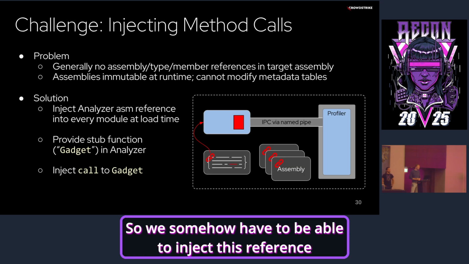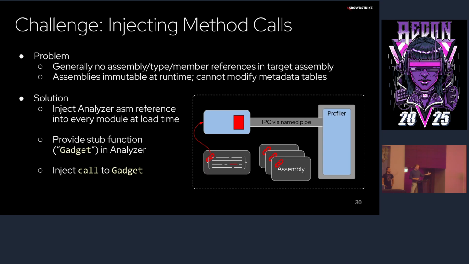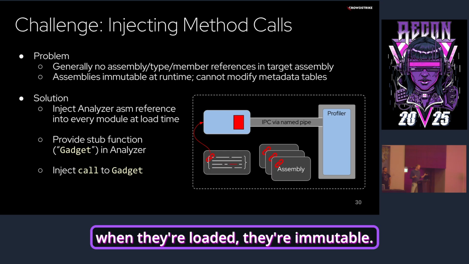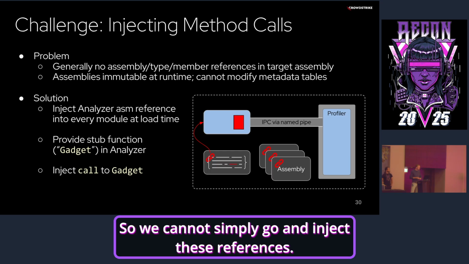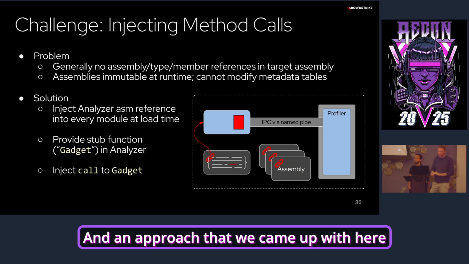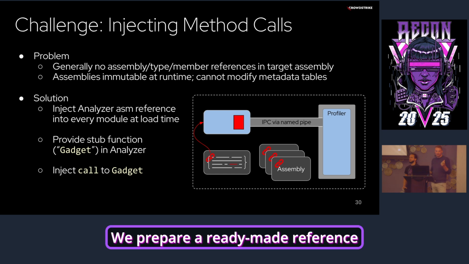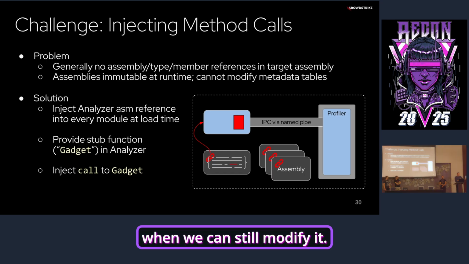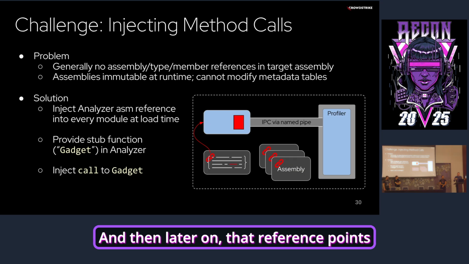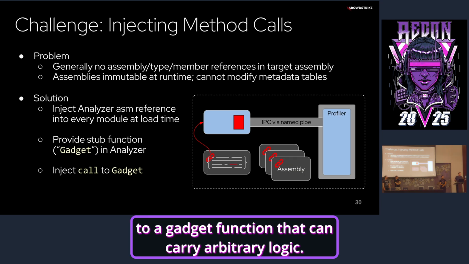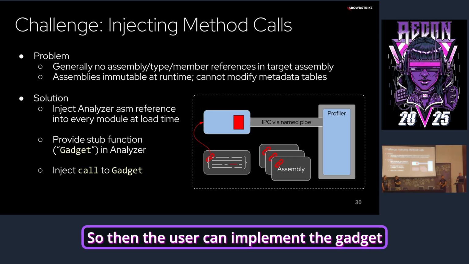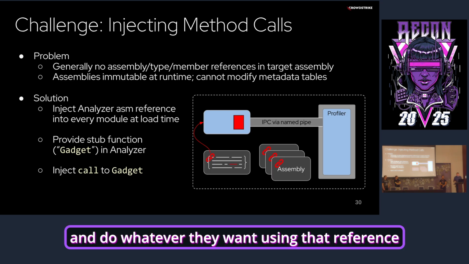So we somehow have to be able to inject this reference so that we can later on use it in the call instruction. But I mentioned that assemblies, when they're loaded, are immutable. So we cannot simply go and inject these references. An approach that we came up with here uses something we refer to as gadgets. I don't know if that's the best term, but that's what we call it. We prepare a ready-made reference that we inject into every assembly that we want to trace at load time, when we can still modify it. And then later on, that reference points to a gadget function that can carry arbitrary logic. So then the user can implement the gadget and do whatever they want using that reference that was previously injected.